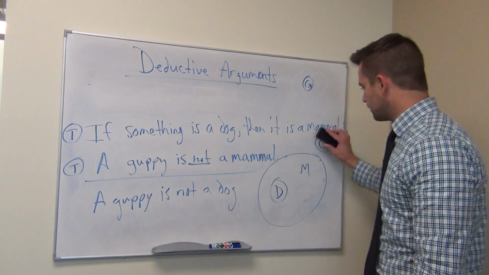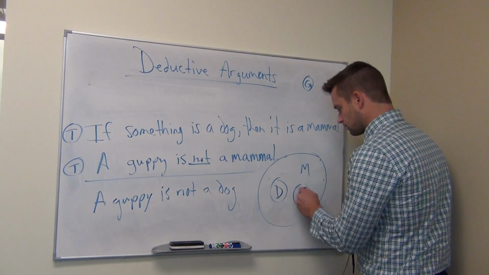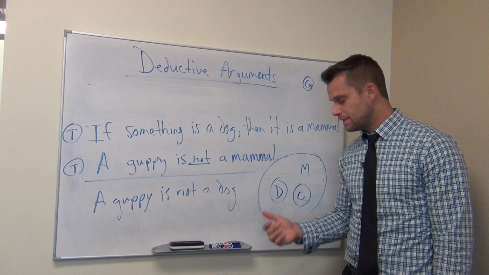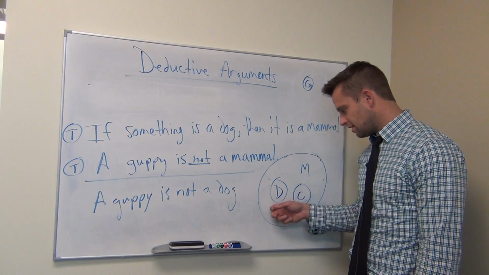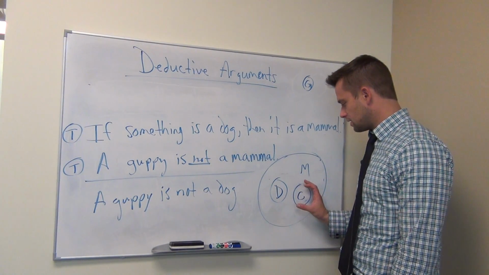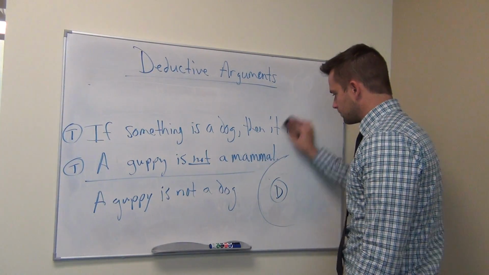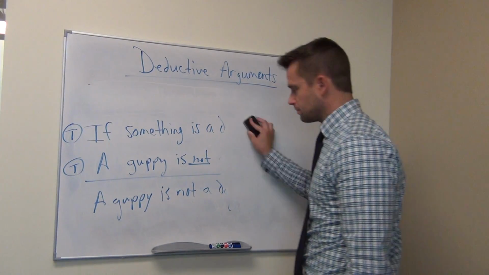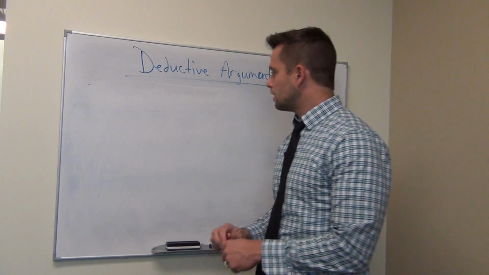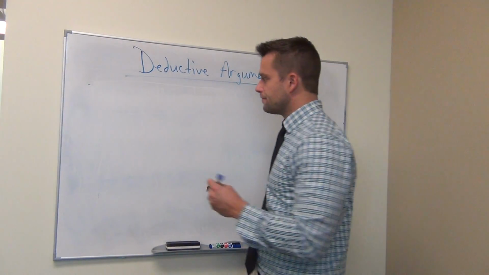Now, if the guppy just only fell outside the dog, like a cat, for example, and this shows why denying the antecedent is an invalid form. If we say that a cat is not a dog, it does not necessarily mean that it's not a mammal. And so cats can fall inside here. Okay, so that's the second valid form of argumentation, or one of the most common forms of valid arguments, modus tollens. Let's do a couple more formal valid forms, and then we'll call it a rest.